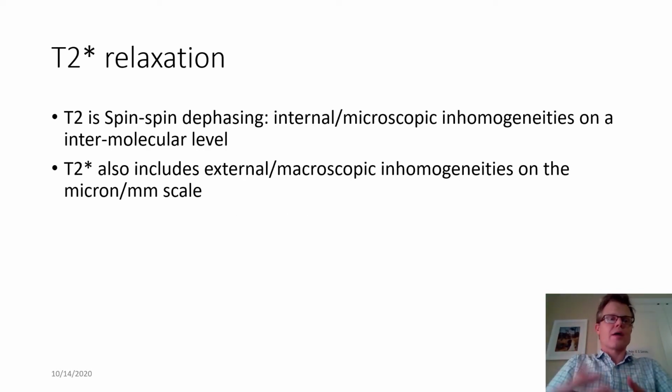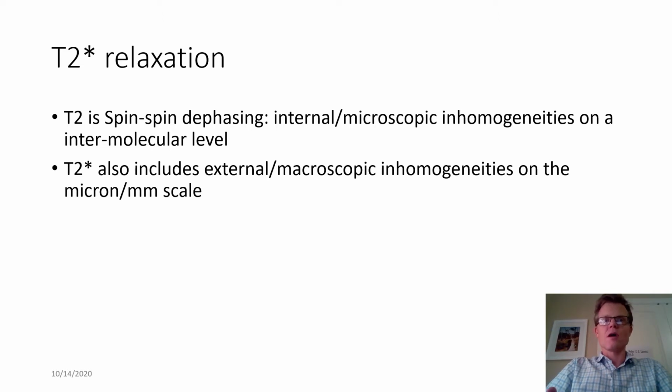So actually, we're going to jump back a little bit here and remember the concept of T2 star relaxation. And spin echoes are fundamentally trying to address the difference between T2 and T2 star. If you recall, T2 is from microscopic or molecular level inhomogeneities. They lead to spin-spin dephasing, and this is a fundamental, irreversible process.